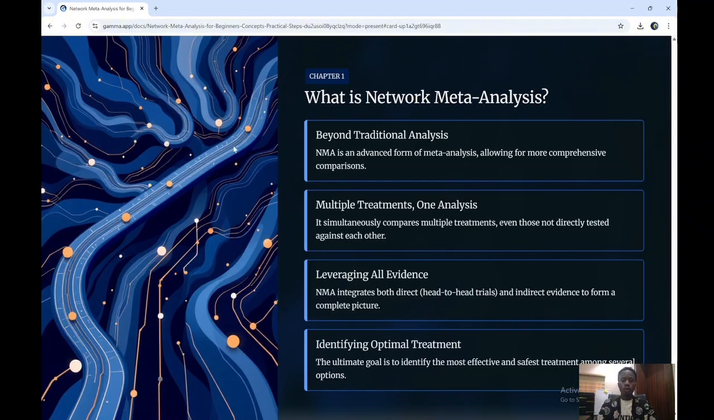Between these nodes there are several connections: a connection between node A and B, between node A and C, between node A and E, between node A and F, depending on how many nodes there are. So what network analysis tries to understand is that we want to compare multiple interventions, either directly or indirectly. Essentially, it simultaneously compares multiple treatments, even those that are not directly tested against each other.